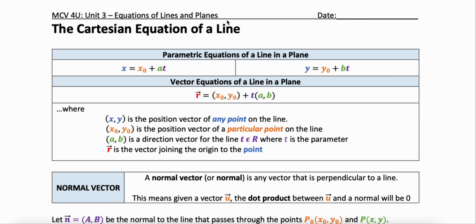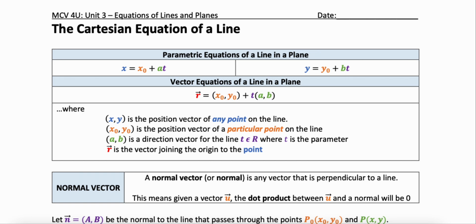All right, welcome. Today we're going to take a look at the Cartesian equation of a line. Yesterday we looked at the parametric equation of a line on a plane, and we looked at the vector equation of a line on a plane. We learned that the parametric equation was just the x and y components, and we just broke that up. And we looked at the vector equation, which put those pieces together to write the equation of a line.